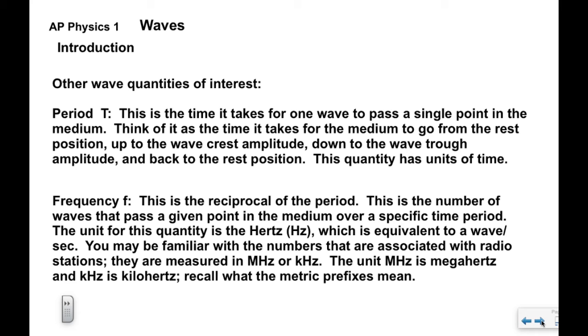Not too many people listen to the radio anymore, but FM radio is measured in MHz, or megahertz, and AM radio is measured in kilohertz, kHz. The metric prefix mega means million, kilo means 1,000. So the radio signal that's measured in megahertz has a wave frequency in the millions of cycles per second.